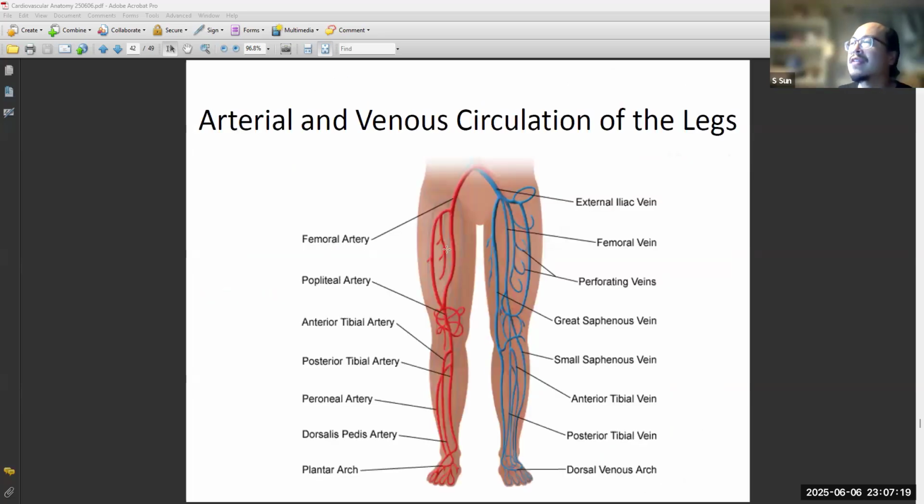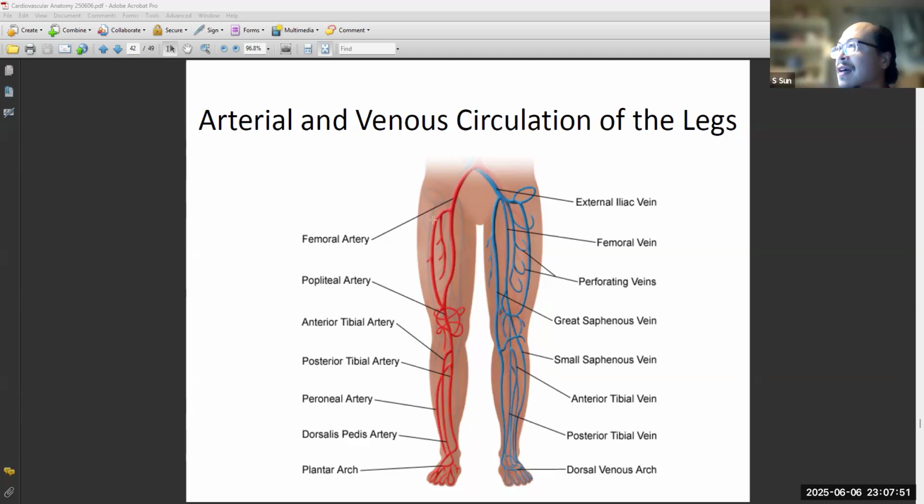So this one shows you side by side the artery and the veins. What do we get here? We get that in the limbs, we have more veins than arteries. So this one, we just look at the artery, which is femoral. This one is a deep femoral, popliteal. Then here you have the anterior tibial and the posterior tibial. So that's the primary one.